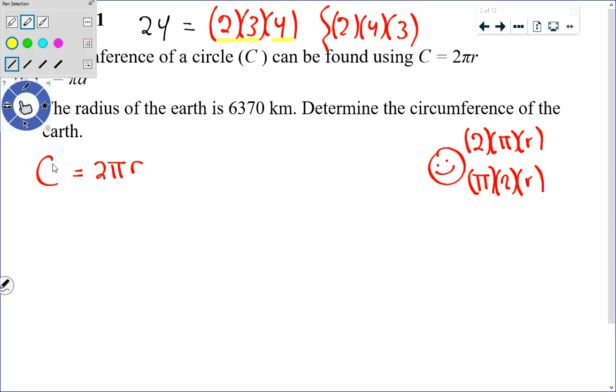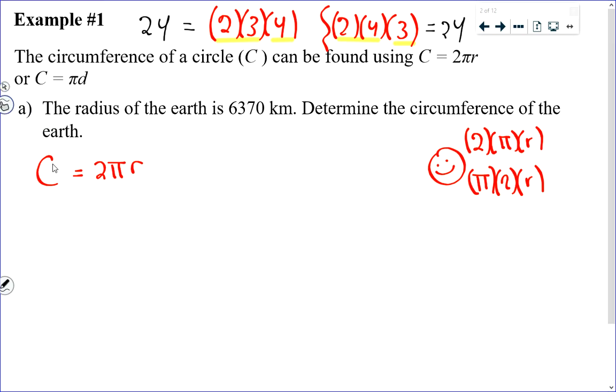What will the second person do? Well, the second person can take 2 times 4 to get 8, and they're going to multiply that 8 by the 3, and surprise, surprise, they're still going to get 24. So the order in which multiplication happens doesn't change the result.